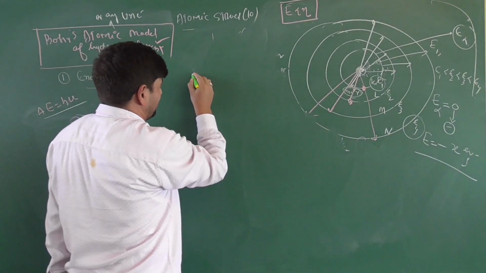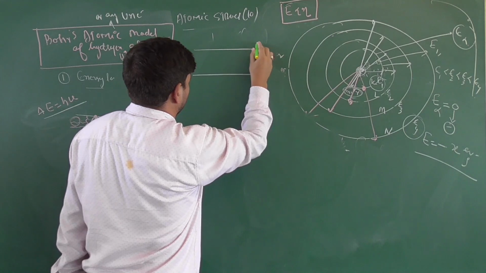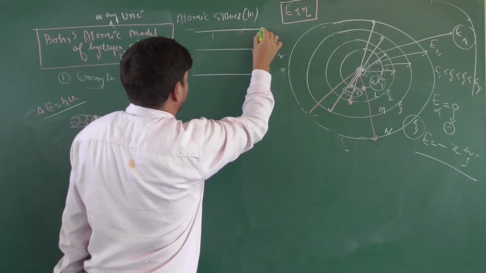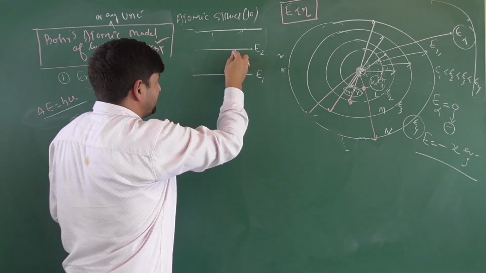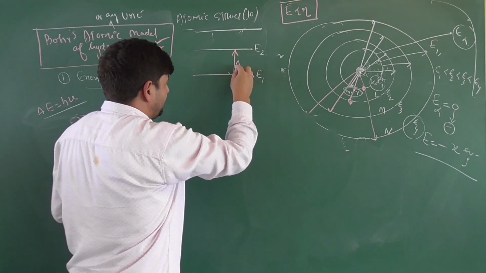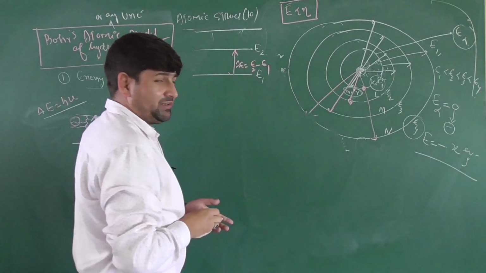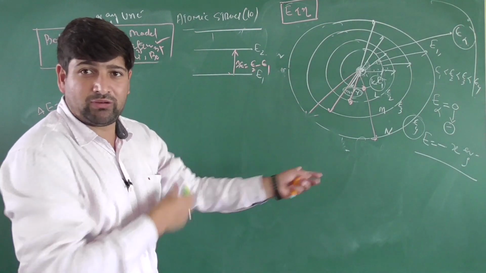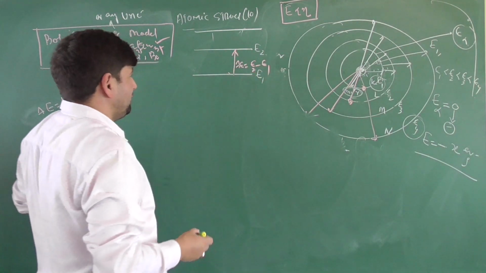So I excited the electron from where? Energy level 1 to energy level 2. I can even excite it to energy level 3 also. So once the electron has been excited to energy level E2, what is the energy difference? Delta E will be E2 minus E1. What will be the energy difference? It will be E2 minus E1. Am I clear? Very good.